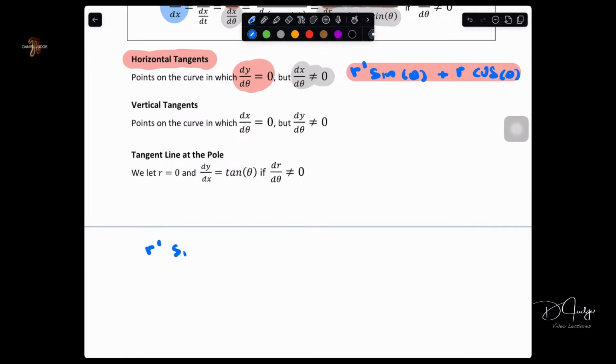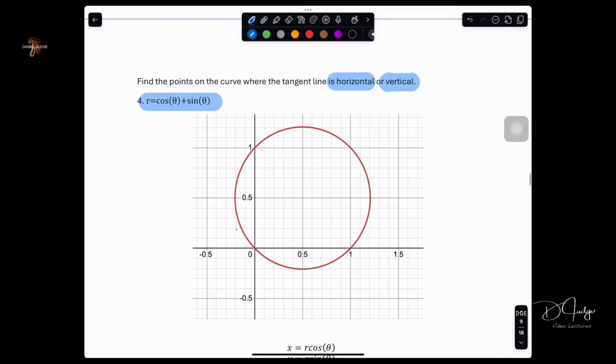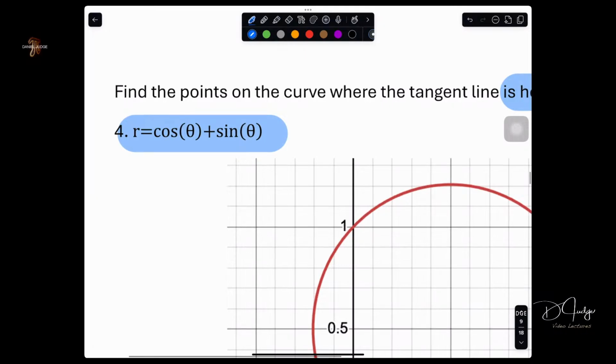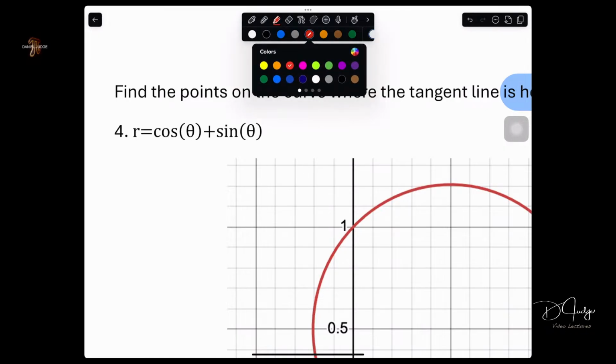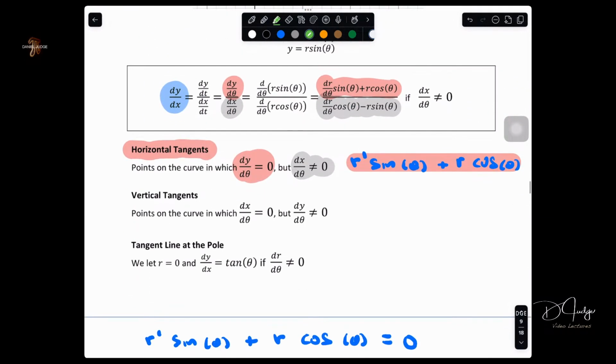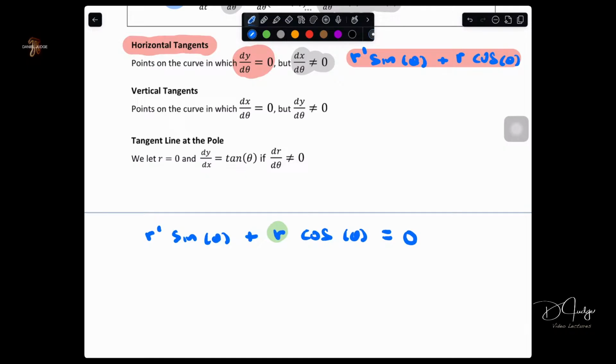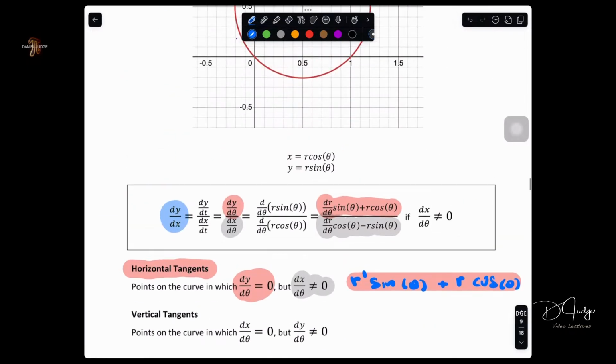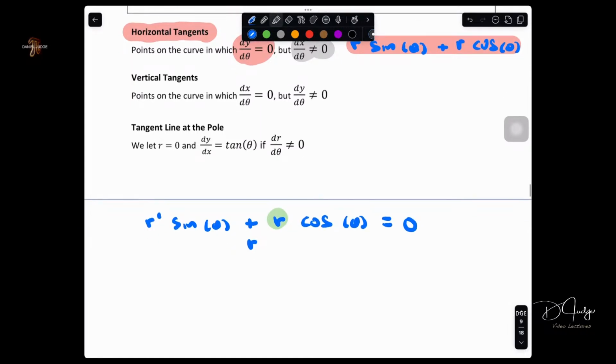So r prime sine theta plus r cosine theta must be 0. Remember what r is. r is cosine theta plus sine theta. So maybe we're going to pick some colors here so you guys can see this a little bit better. This is our r, cosine plus sine. We'll substitute this in for r.